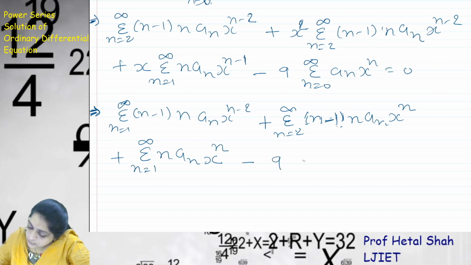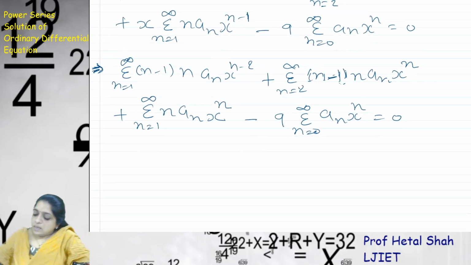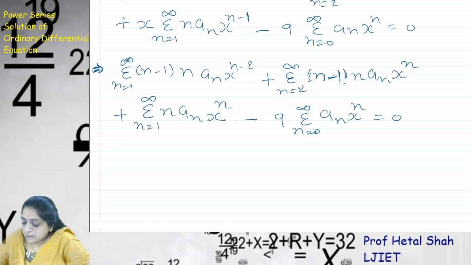And the last term, there will be no change, so minus 9 summation n from 0 to infinity a_n x to the power n is equal to 0. Students, here we have a total of 4 terms, and in all terms the power of x must be the same. In the second term, the power of x is n, in the third term, the power of x is n, and in the fourth term, the power of x is again n. But in the first term, the power of x is n minus 2.